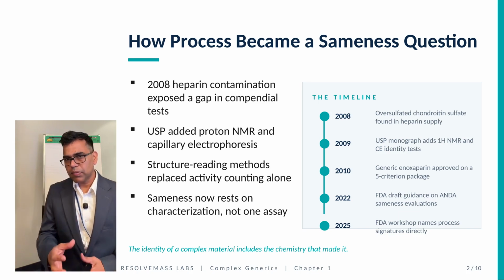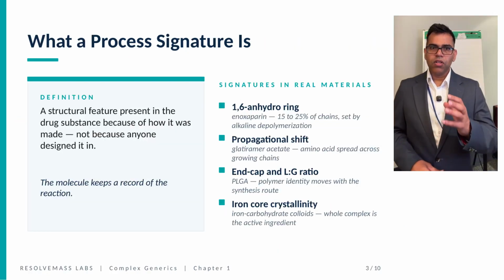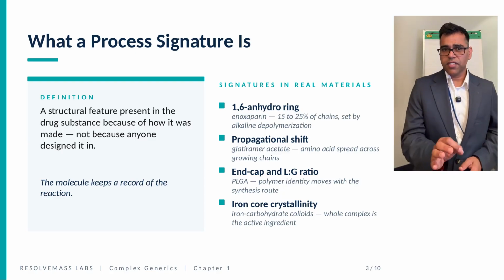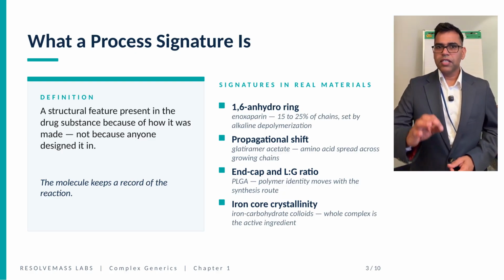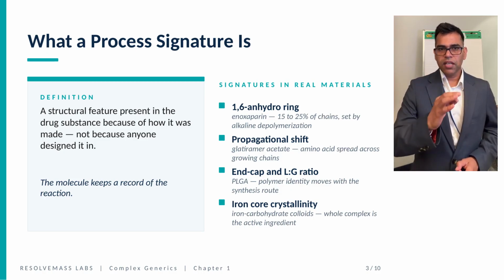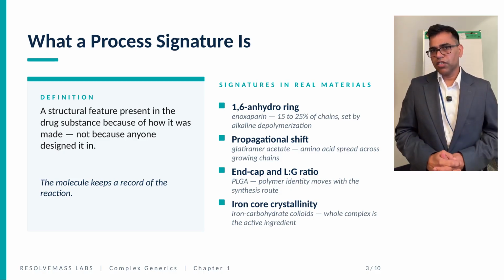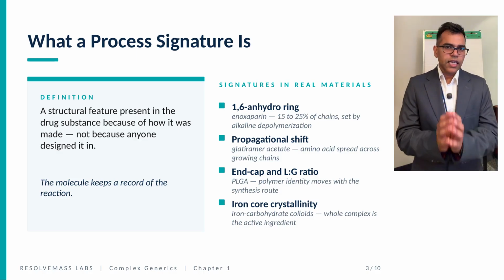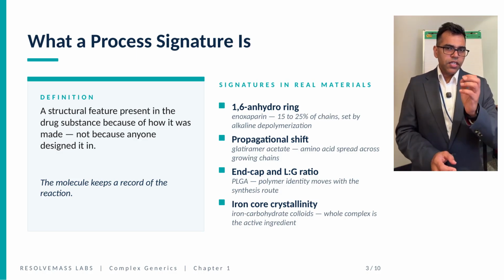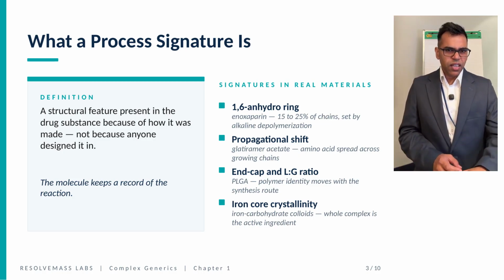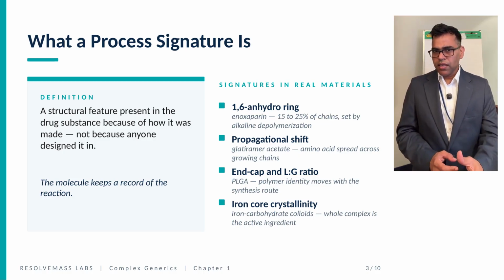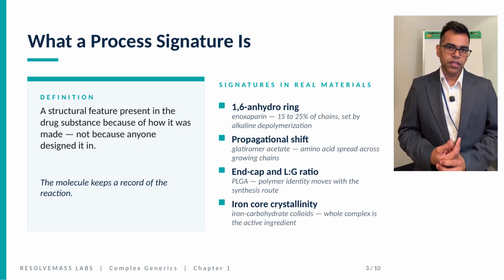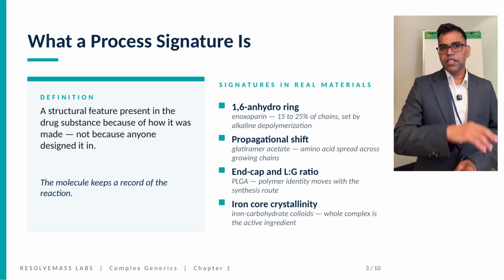For a complex material, the number on the certificate of analysis is not the whole identity. The chemistry that made the material is part of the identity too. So, what is a process signature? It is a structural feature in the drug substance that exists because of how the material was made, not because anyone designed it.